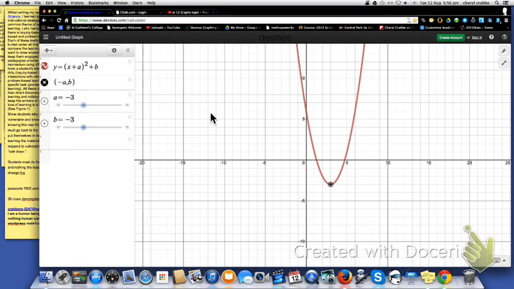Okay, now we're going to take a look at quadratics that are in different form. They're called vertex form. It has to do with the location of the vertex. If you take a look at this graph, you can see where the vertex is, and that's our minimum point, and that's at -3 and -3.